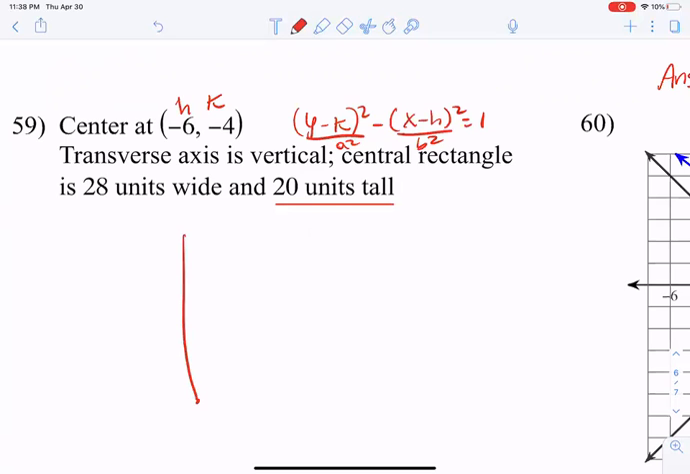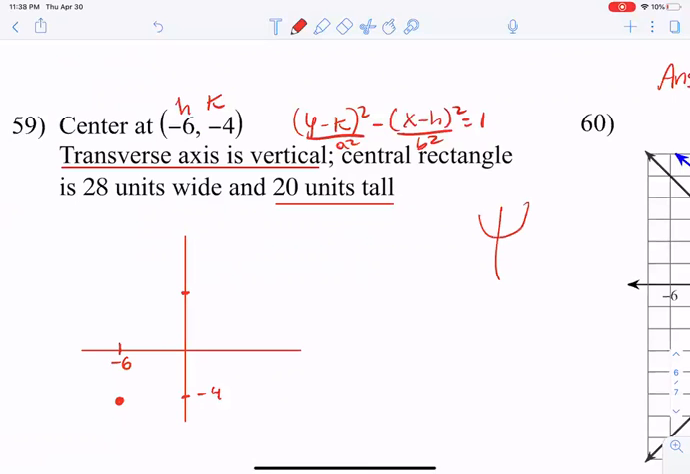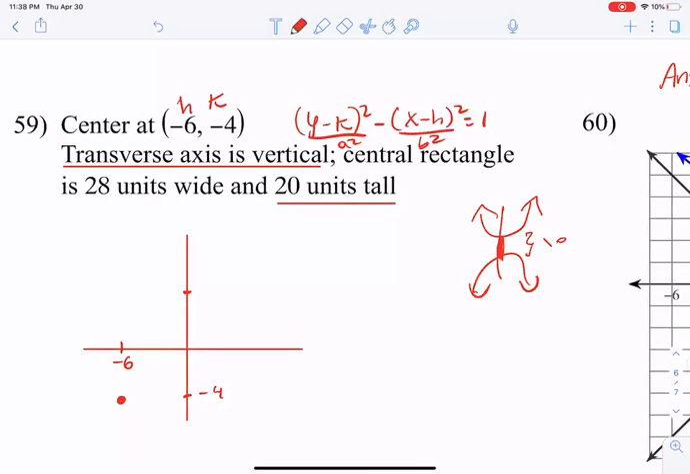So if it's vertical, the tall unit should be related to this, right? Let me explain what I mean by that. I have -6, -4, so that's here. They told me the transverse axis is vertical, so I know this is my picture. The central rectangle is 28 units wide and 20 units tall. So the tall part should be this part, which is my 2a value.